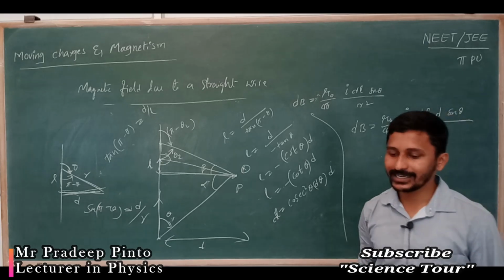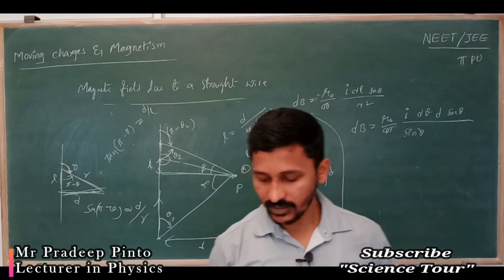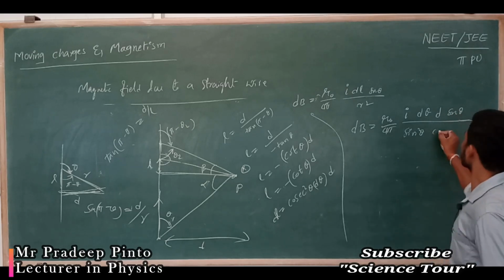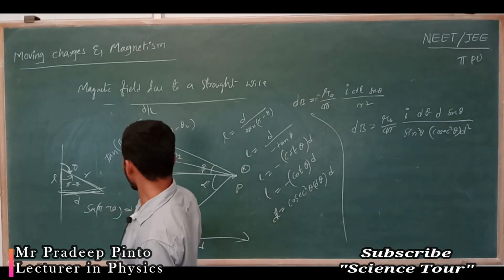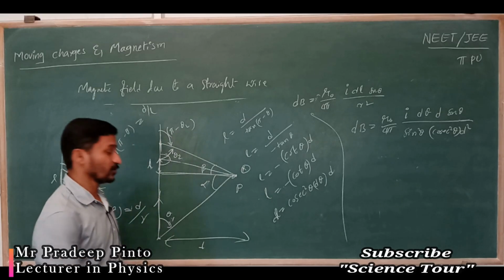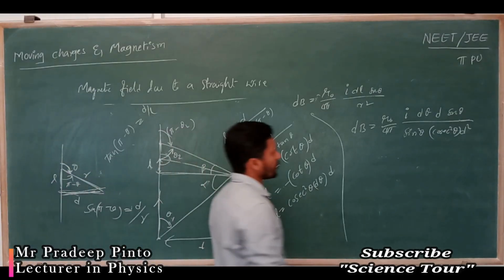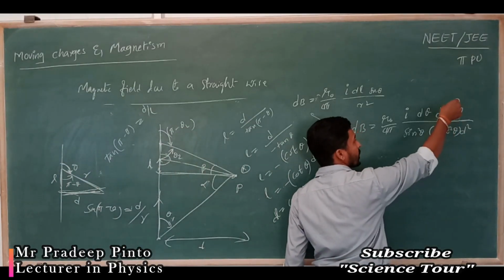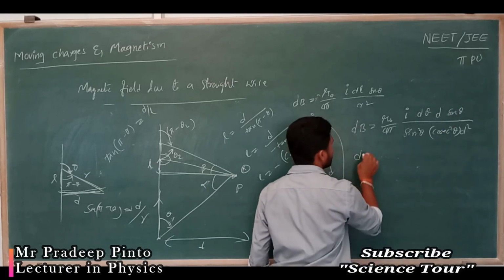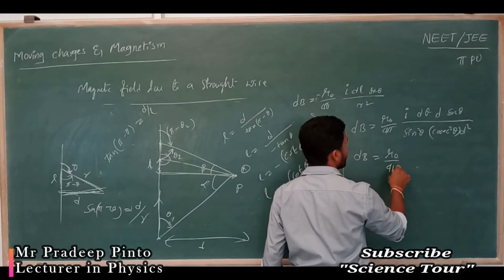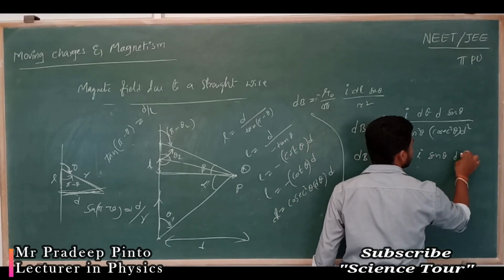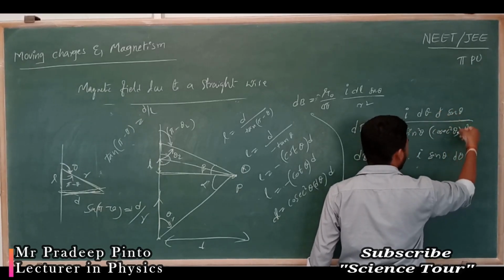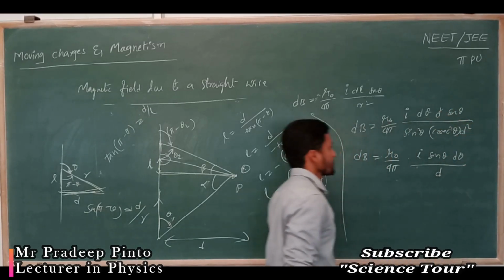So finally, in terms of cosec square theta, you are going to get cosec square theta into D square. Remember here, cosec square theta into D square you are going to get. You have to do this. So cosec square theta goes there, it becomes sin square theta and cancels, so dB is equal to mu naught divided by 4 pi into I into sin theta d theta, the d cancels, divided by D, right?